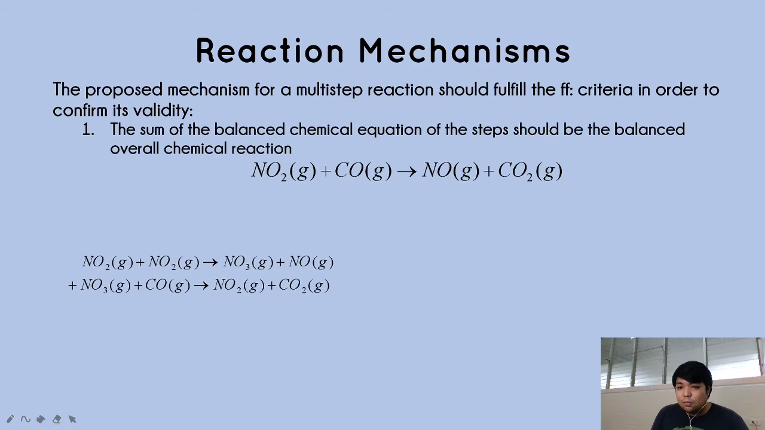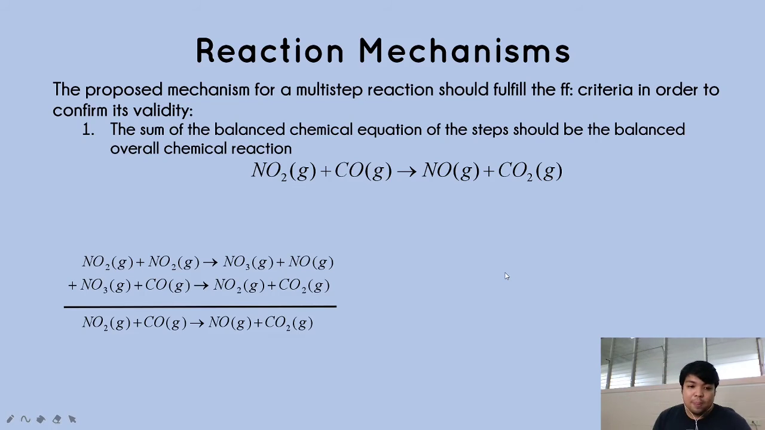Now, we add this up. So since this one appears on the reactant side, and since this one appears on the product side, they will cancel out each other. Same goes here. One of them will cancel out each other, and the resulting equation will be this one here. So that means our mechanism is correct.